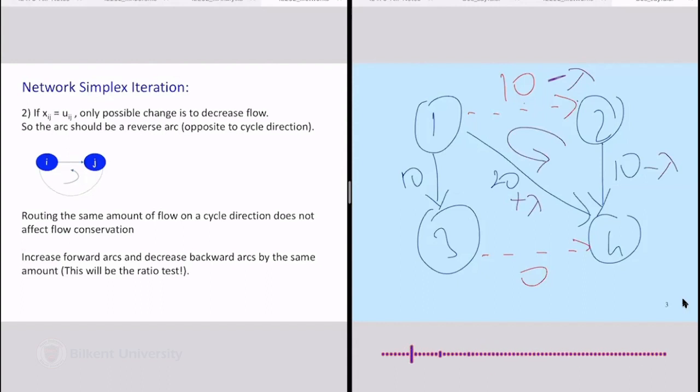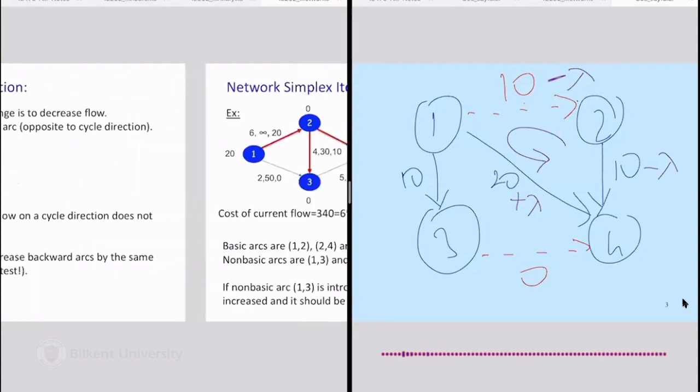So I'm sending delta units over the cycle direction for each arc that's trying to enter. If the arc is in the lower bound, the cycle direction is the direction of the arc. If the arc is in the upper bound, the cycle direction is the reverse direction. So that's how we determine the cycle direction. And these deltas will help us in the ratio test. Now, the cycle direction is going to help us in choosing the arc that wants to enter, which arc is improving and which arc is not.